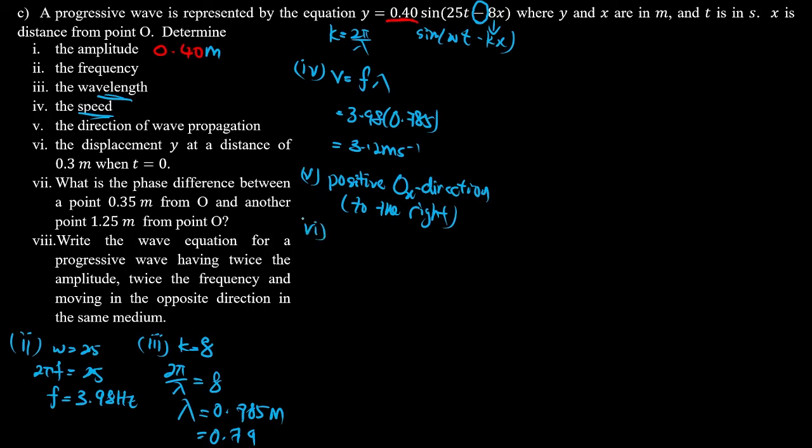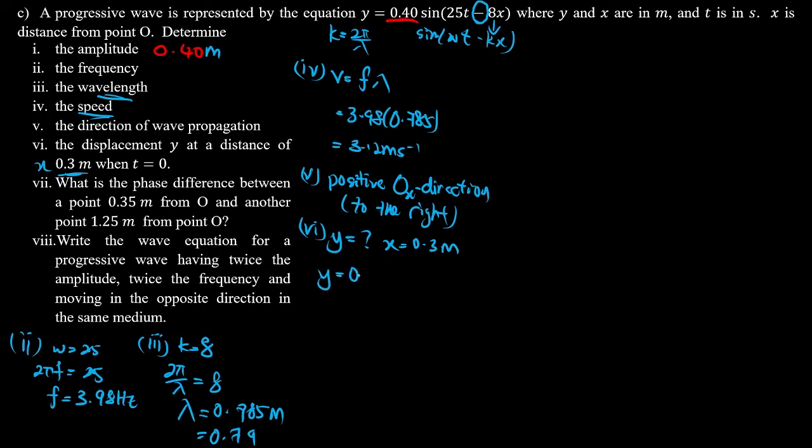Number 6 is about the displacement y at a distance of 0.3 meter when t equals 0. The distance here means the value of x. So when you want to calculate y, x is equal to 0.3 meters. Very easy, take the equation above.